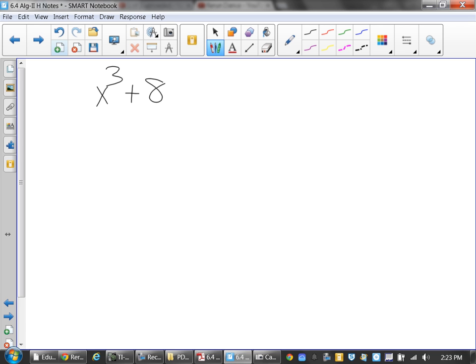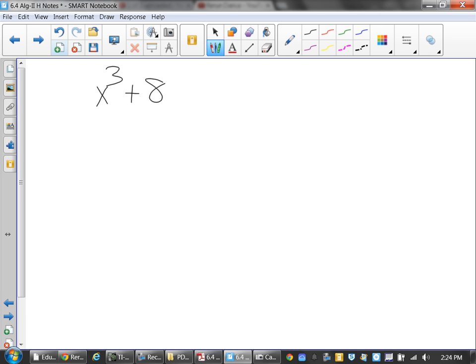We've talked about perfect squares: 1, 4, 9, 16, 25, 36, and so on. When we're looking at perfect cubes, 1 cubed is 1, 2 cubed is 8, 3 cubed is 27, 4 cubed is 64, 5 cubed is 125, 6 cubed is 216, and 7 cubed is 343.